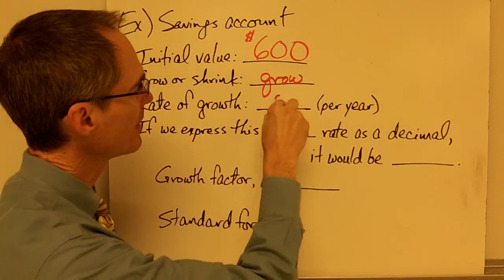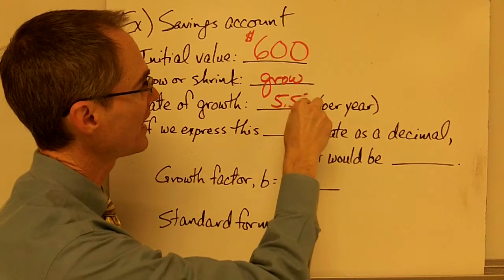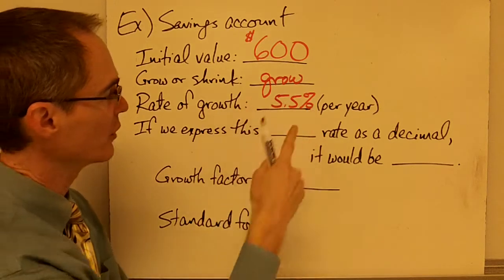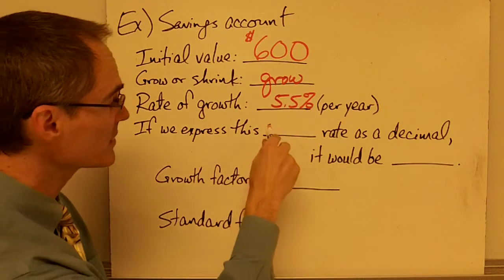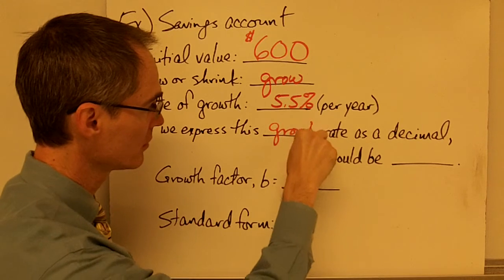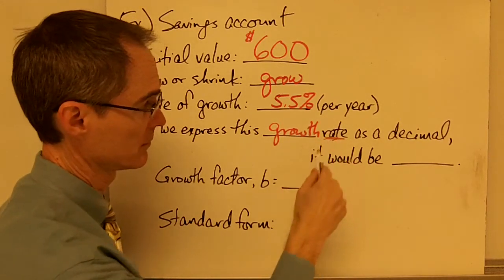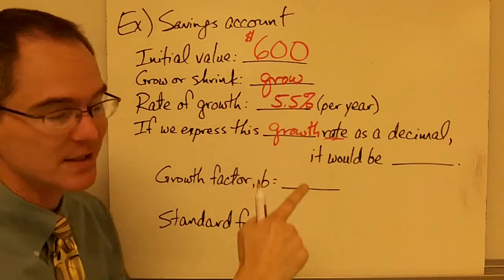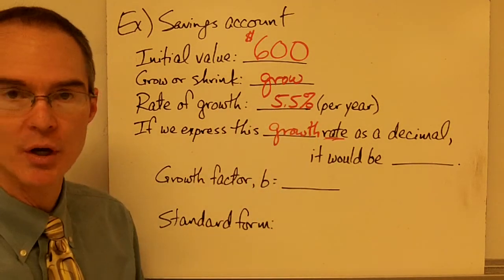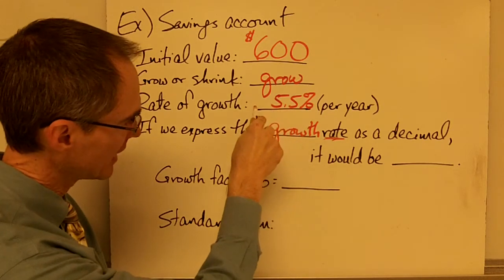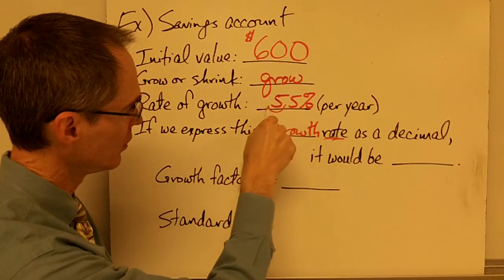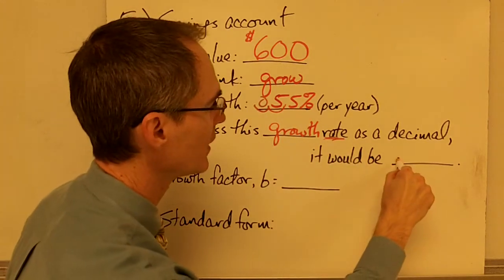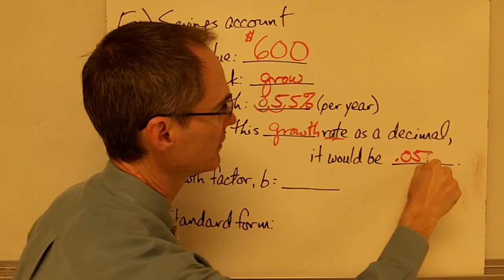My money is growing by 5.5% every year. All right, so this is my growth rate. If we express this growth rate as a decimal, then, again, I remember that in order to change a percentage into a decimal, I just need to move my decimal point over 2 places. I need to move it to the left 2 places. So if I move this to the left 2 places, then my growth rate is going to be 0.055.